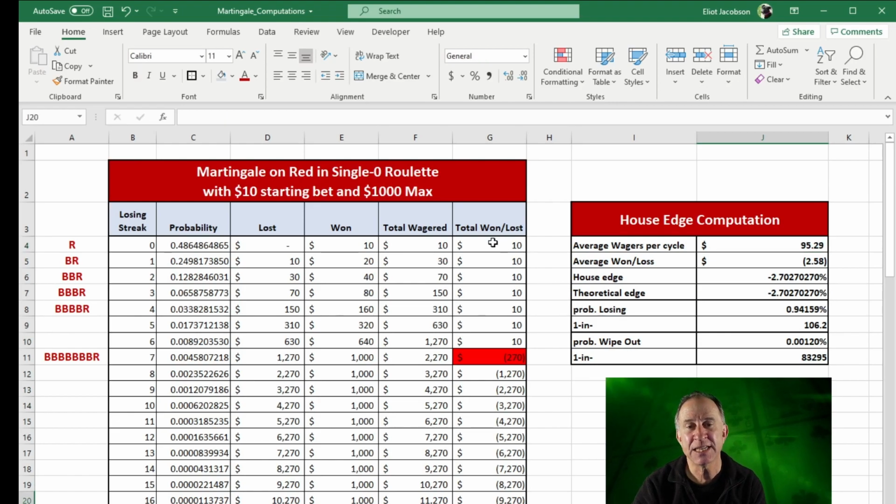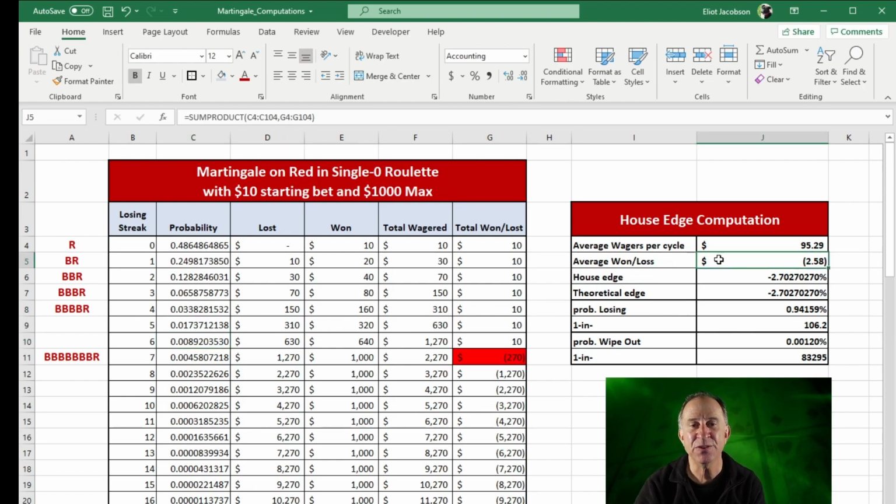Well, it's going to be the exact same thing. I'm going to do a sum product of this column, which is my total won loss, by these probabilities. So for example, there is a 3.38% chance that I will win $10 through this particular sequence of events being four blacks before a red.